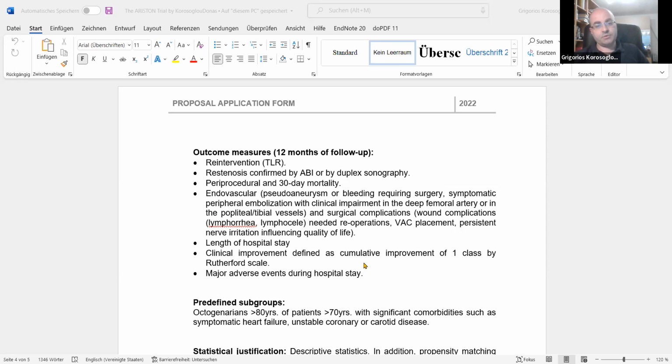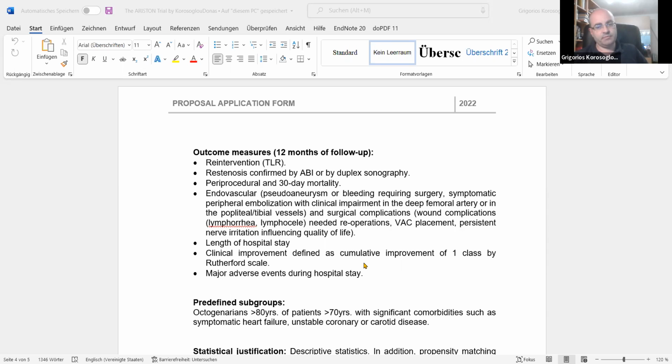Of course, complications is something we would like to stress and look at very carefully, like pseudoaneurysm or bleeding requiring surgery or redo surgery, peripheral embolization, and of course also surgical complications such as wound management complications, lymphorrhea, lymphocele, especially when needing a redo operation. Of course, length of hospital stay is an issue.